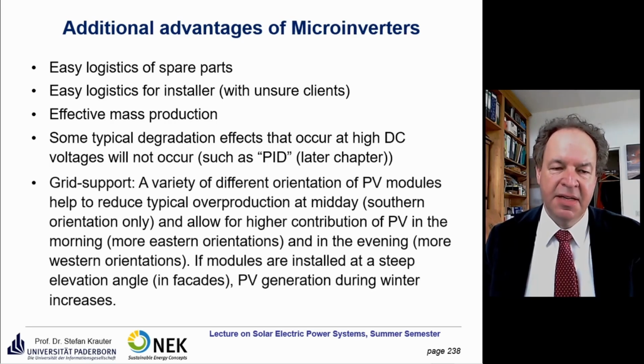An additional aspect is the grid support. If you have a large variety of different orientations of PV modules, they reduce the typical overproduction during midday, because nowadays most modules are strictly oriented south. So you have a lot of power production at midday, but less in the morning where you need it, and less in the evening where you need it also. If you can distribute it more towards different orientations, then the output power of PV power production in a country, for example, is more balanced. Also, if you would install a PV generator at a steeper angle, the output during winter would even increase. Usually we have a lack of power there.